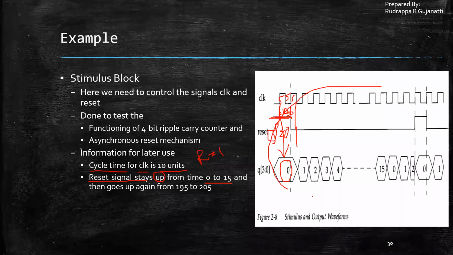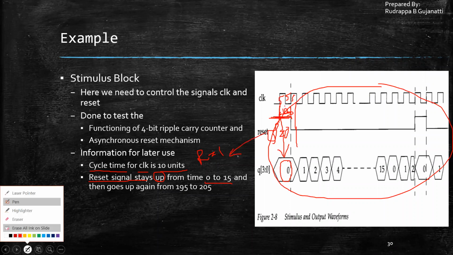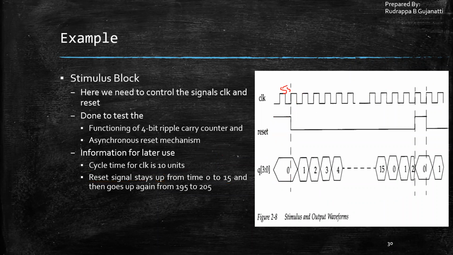This waveform is not relevant to this. Just for information, we are just trying to analyze it. So here, as I specified, this is 5, this is 5, so in total this is 10 units. What is it specifying? Reset signal stays up from 0 to 15, so another 5 units. What does this imply? Reset will be high during this period. These are related to the simulation, which we'll be seeing in the next slide.